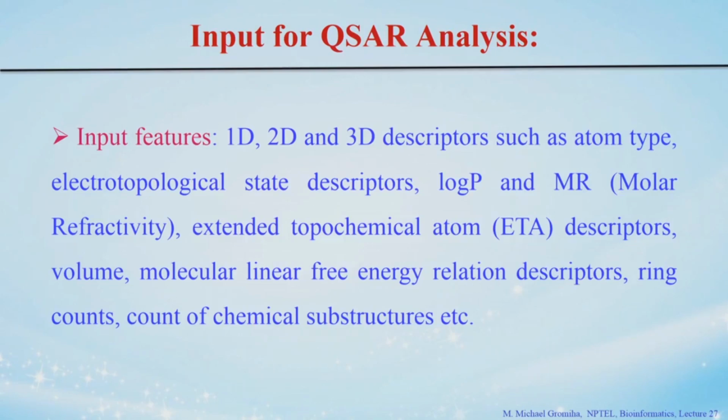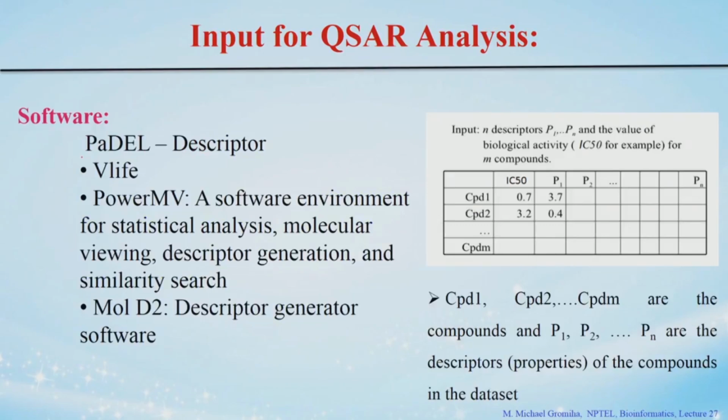You can see the different types of QSARs, maybe 1D descriptors, 2D descriptors and 3D descriptors, or the atom type, log P, molar refractivity, different types of parameters we can derive. They discuss different methods like PaDEL or V-Life, or PowerMV. These are the various software available. If you give your compound in SMILES format, or with the molecular formula or the structure formula, it will provide all the data.